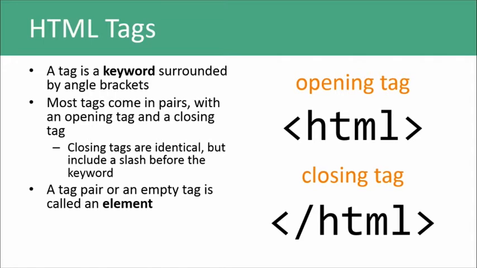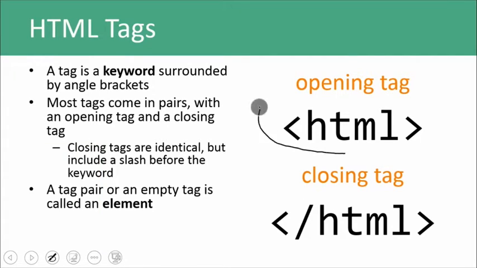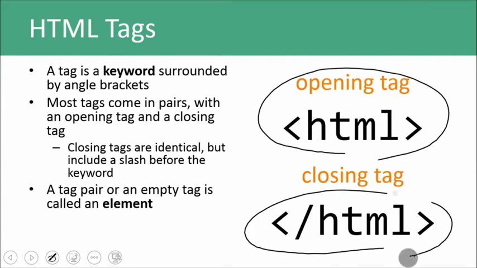Most tags come in pairs, right? We've got our opening tag up there at the top, and then we have our closing tag there at the bottom. So opening tags right here, closing tags right here. The difference is that the closing tag features a slash in front of the keyword. A tag pair is often going to be referred to as an element, so if you hear me switch back and forth between tag and element, know that they're the same thing.